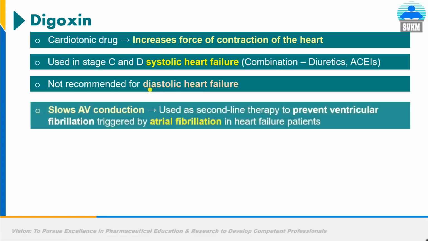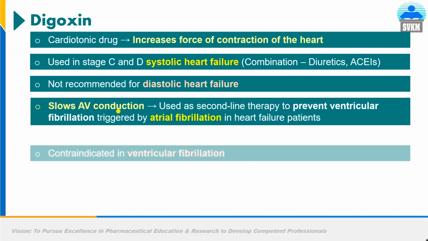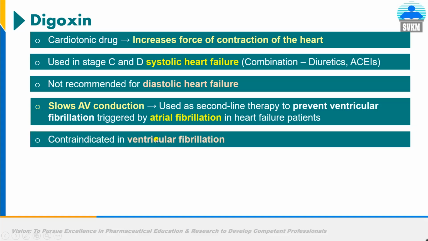Digoxin is also used as a second-line therapy to prevent life-threatening ventricular fibrillation in heart failure associated atrial fibrillation by slowing AV node conduction. Interestingly, digoxin is contraindicated in patients with ventricular fibrillation as ventricular arrhythmias are most commonly seen in chronic digoxin toxicity.